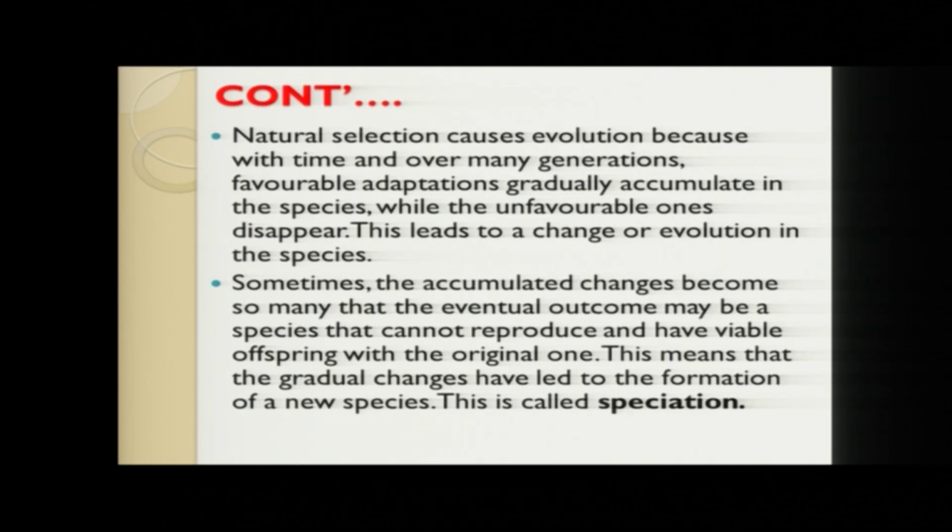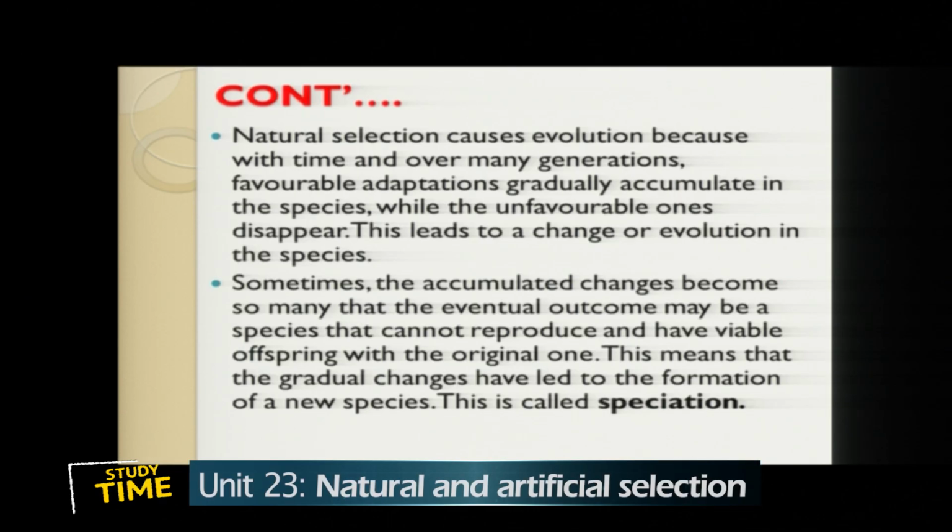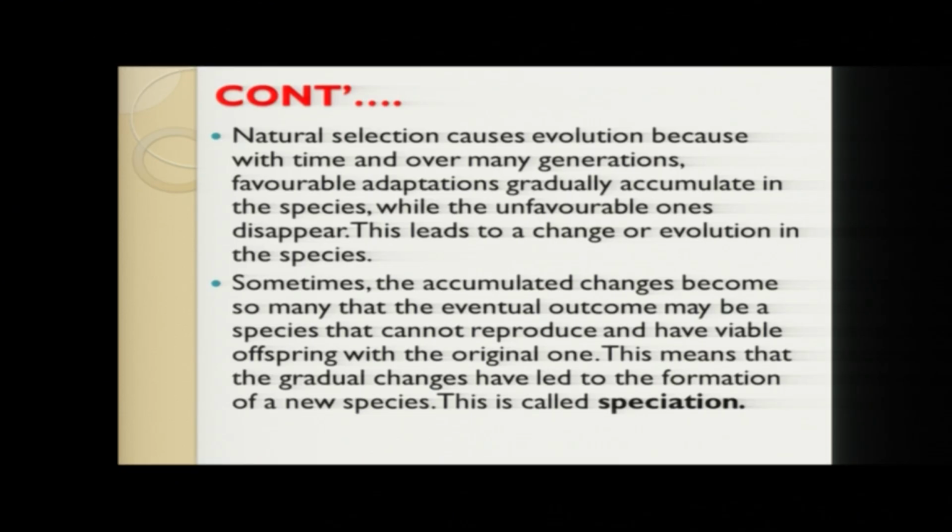Sometimes the accumulated changes become so many that the eventual outcome may be species that cannot reproduce and have viable offspring with the original ones. This means that the gradual changes have occurred with time. Okay? The gradual changes have led to the formation of new species, and this is called speciation in biology. Speciation refers to the gradual changes that have led to the formation of new species. If there is a gradual change and it leads to the formation of new species in biology, we call it speciation. Good.